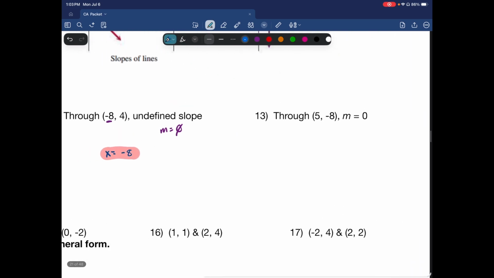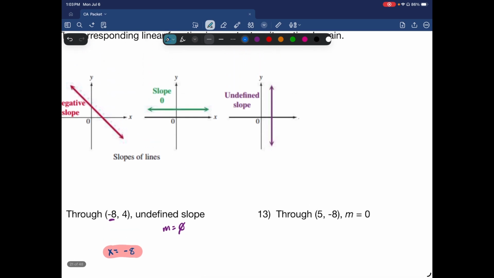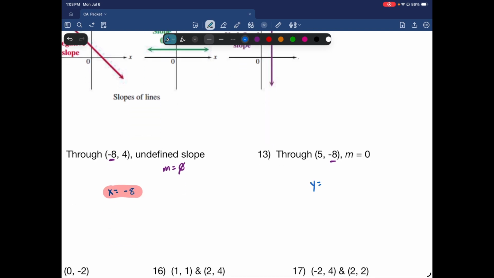Now, you could go through the whole process on number 13 with point slope and everything. But this is another one of those situations where if you recognize what's going on, it can save yourself some steps and time. Okay, so my slope is 0, which means I'm dealing with a horizontal line. And if you know that the equation of a horizontal line is always y equals some number, you take a look at your point, 5, -8. -8 is my y. So my equation for this is going to be y equals -8. Now again, you can use point slope form and do all the work like we did on number 11, or you could just recognize it and jump to the answer.